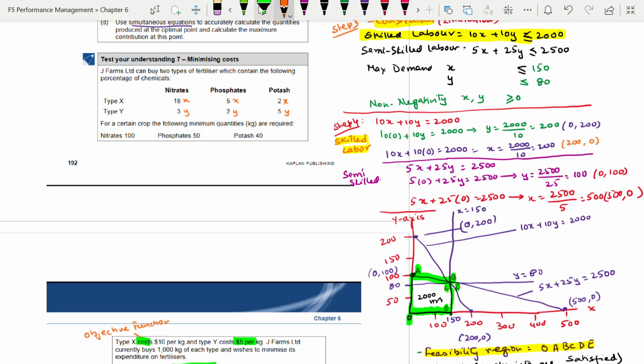You should know the constraints: 10x plus 18x plus 3y nitrates is less than or equal to 100, 5x plus 2y phosphates is equal to 50, 2x plus 5y equal to 40. These are the constraints. Once we find the constraints, we draw the graph, and once we draw the graph, we get the optimal solution. That's all we have to do.